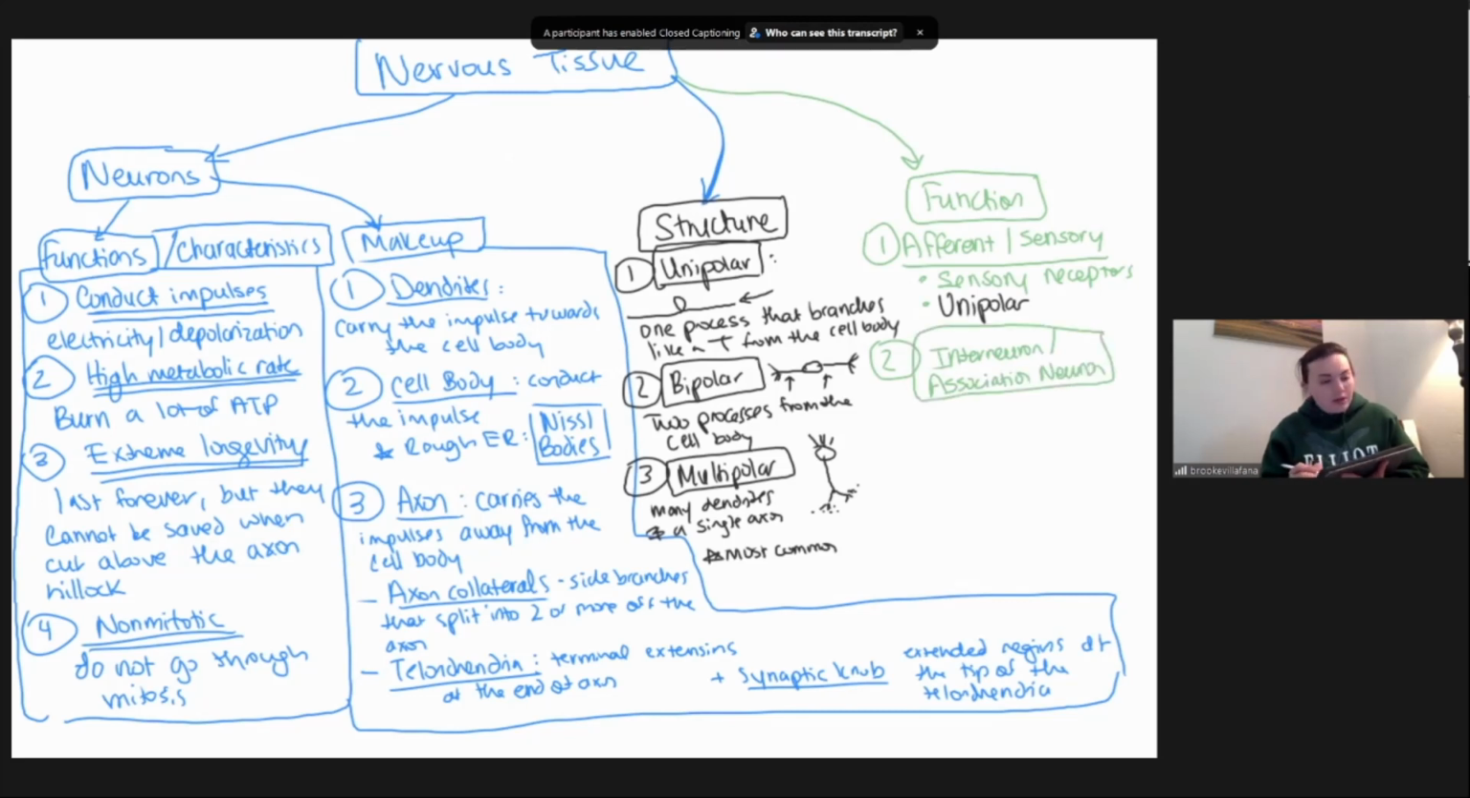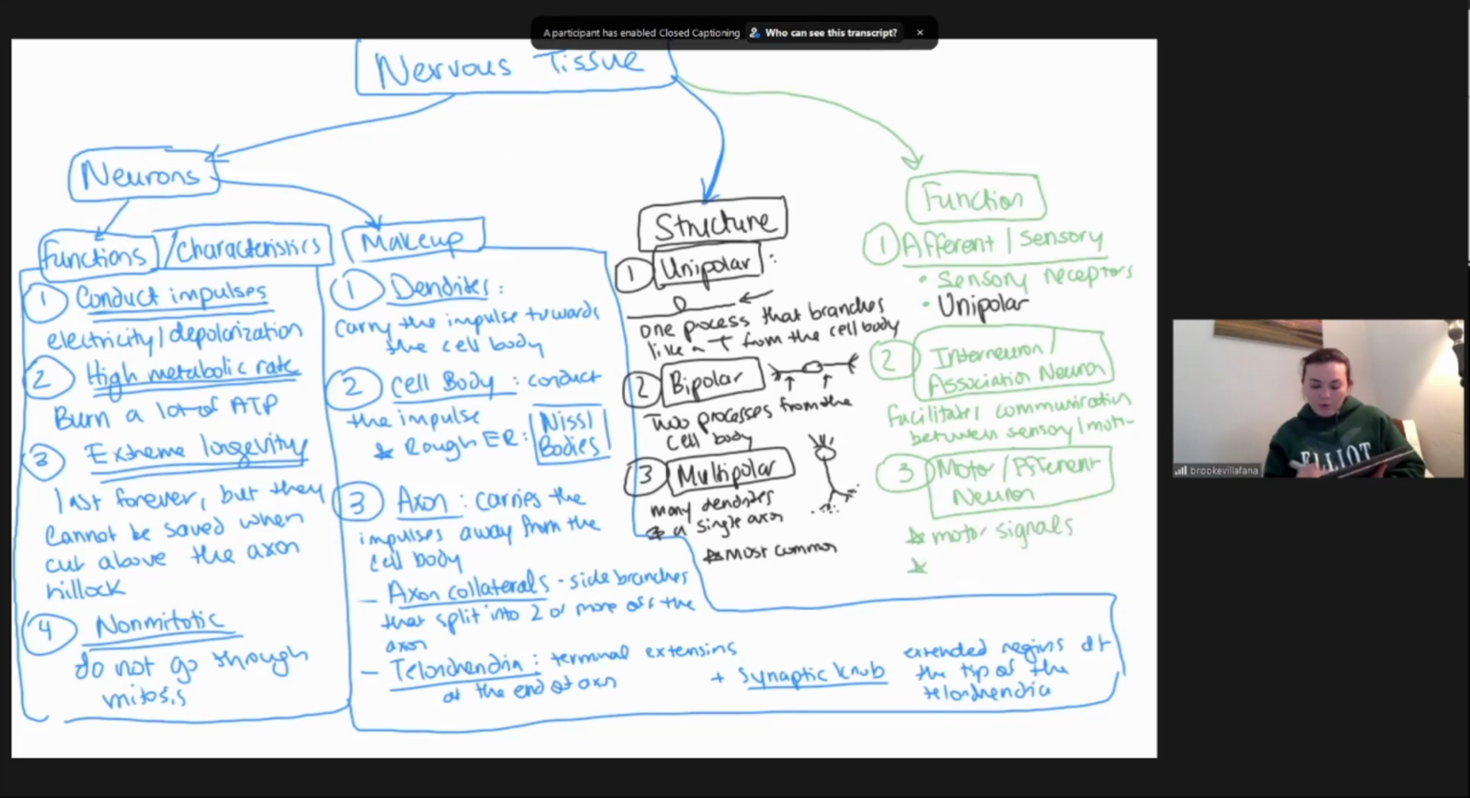So the interneuron or the association neuron facilitates communication between the other two. So it facilitates communication between sensory and motor. And then lastly, our motor or efferent neuron. And the motor or efferent neuron, like we know, is going to be for motor signals, but important according to structure is this is a multipolar.